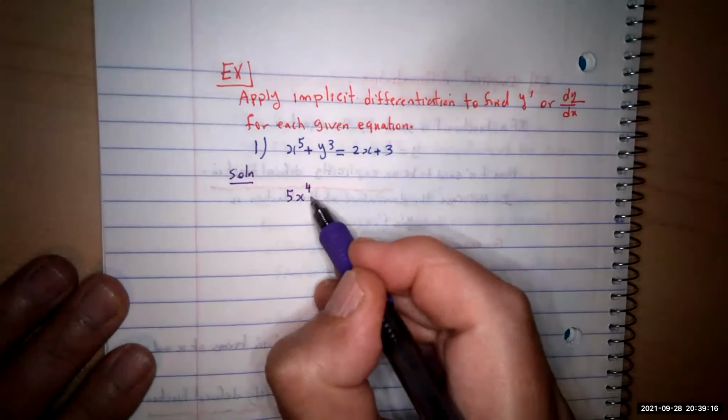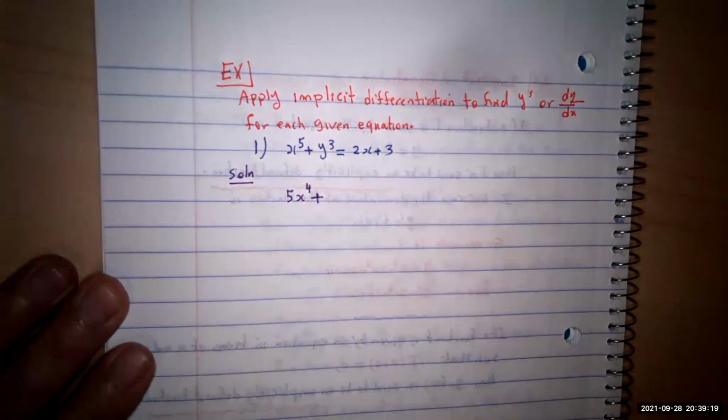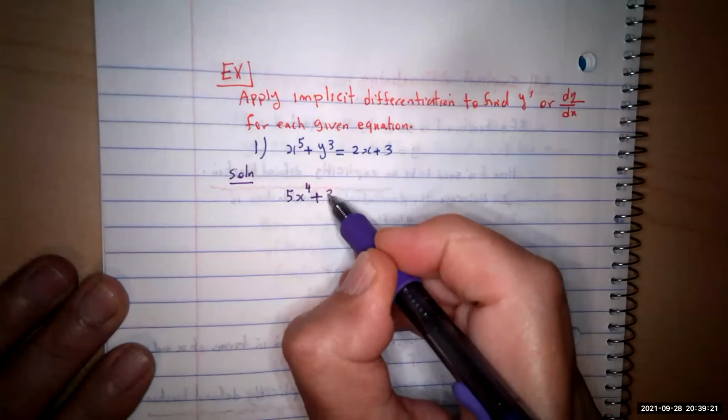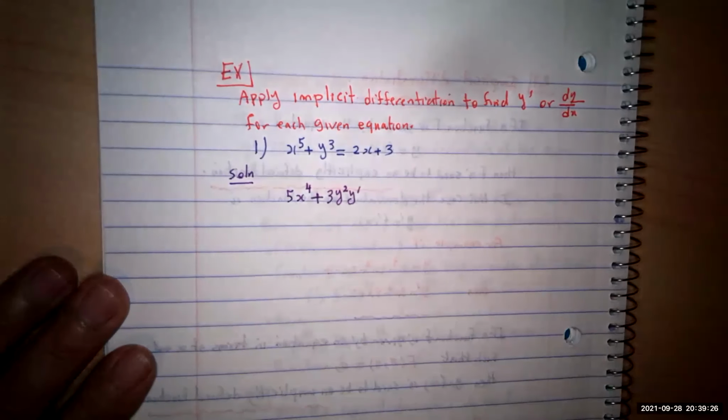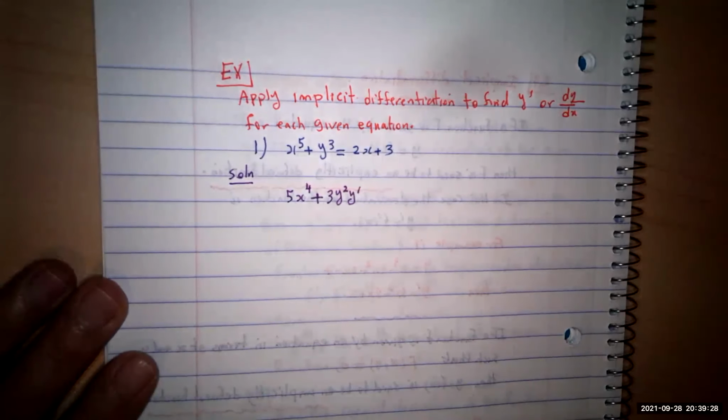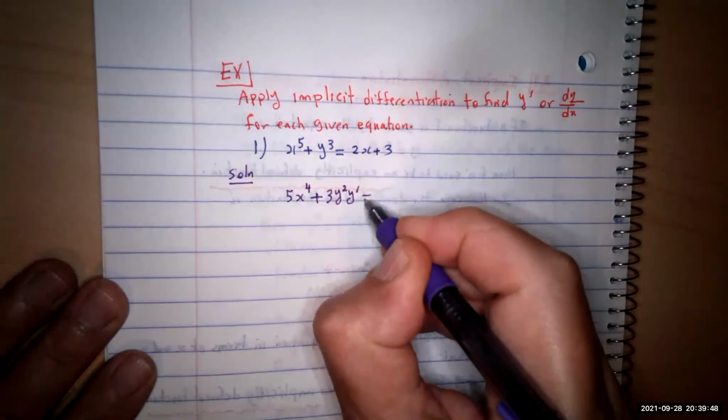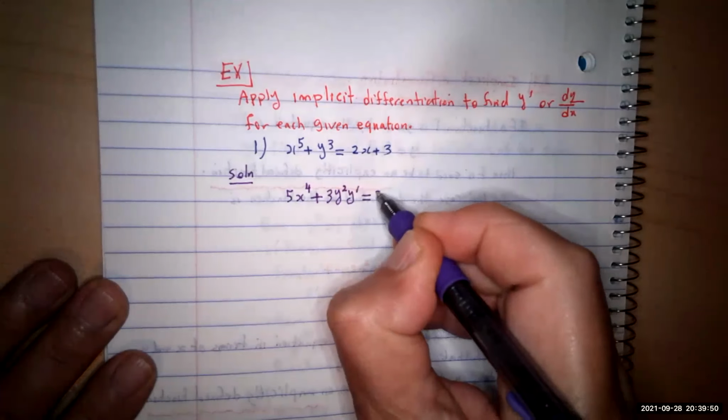Plus, we get to the y cube. The power rule first. You see, y cube would be 3y squared. But you have to multiply by y prime. That's it. Because that's a chain rule, because the y is a function. It's like u cubed. The derivative of u cubed is going to be 3u squared, u prime. So we go to the other side, just the usual one, derivative of 2x is 2, derivative of 3 is 0.